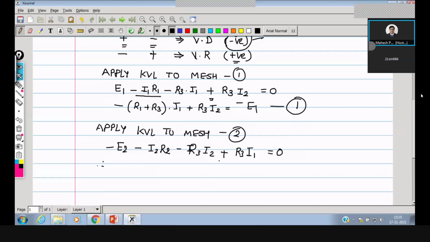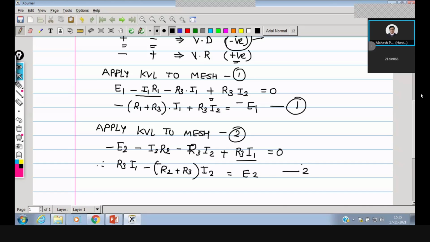And then we can write that R3 I1, fine. Or we can write in the form of I1, I2 and I3. So here, if we take the minus sign common, we can write R2 plus R3 and then I2. Then what about the I3 current here? No, the I3 current is not there. So here we can write it is E2.